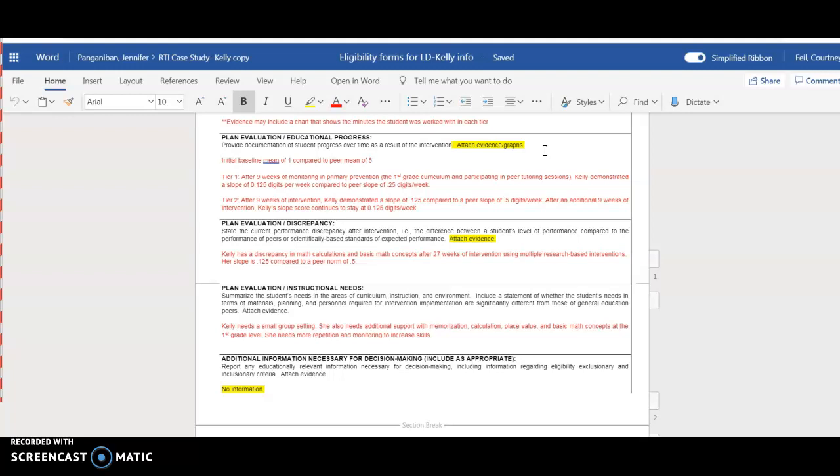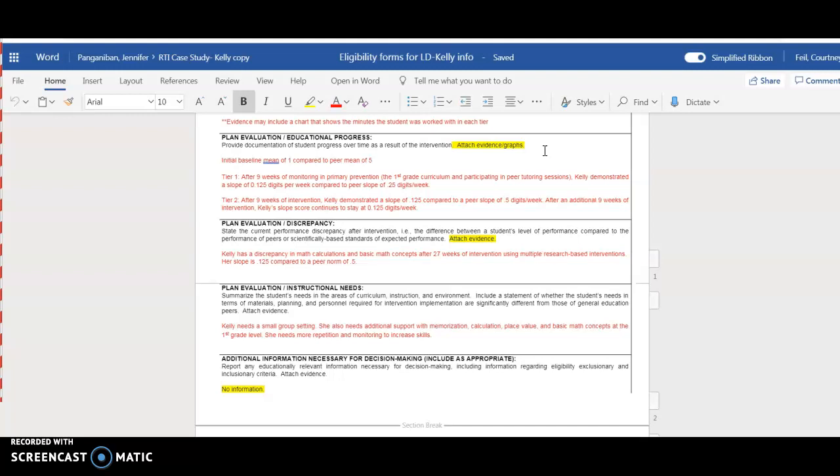In Kelly's case, her initial baseline mean of 1 compared to her peer mean of 5 would be her educational progress over time. In Tier 1, we're talking about after 9 weeks of monitoring in her primary prevention, she demonstrated a slope of 0.125 digits per week compared to the peer slope of 0.25 digits per week. And then in Tier 2, after another 9 weeks of intervention, she demonstrated that same slope of 0.125 compared to the peer slope of 0.5 digits. So we're seeing the peer slope going up and progressing, while Kelly's is just continuing to stay at 0.125 digits per week.